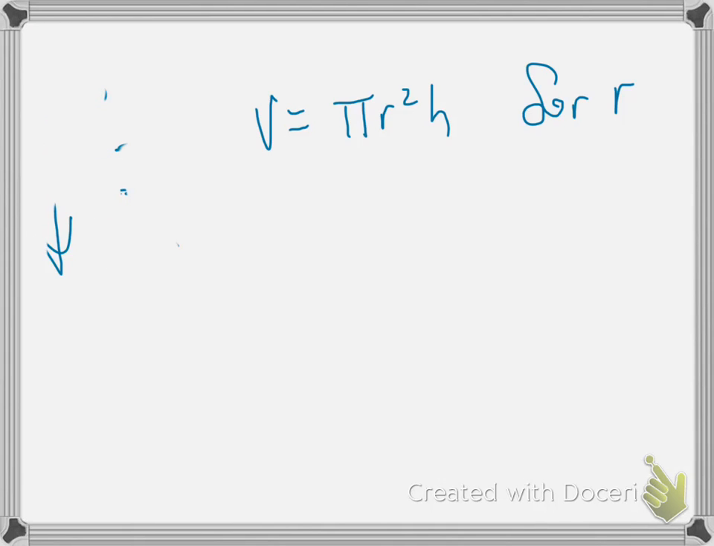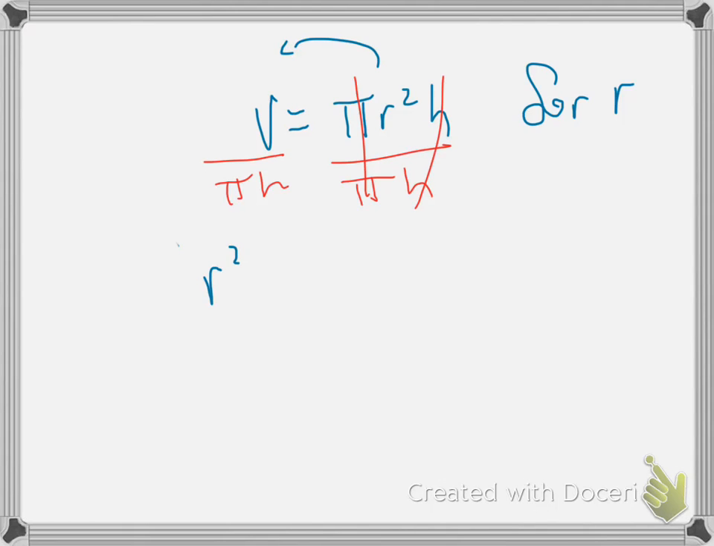All right, so here we go. My variable is being multiplied by pi and h. So divide both sides by pi and h, and the pi and h will cancel out. And I'm going to move my r squared over here so I like it. So r squared equals volume over pi times h.